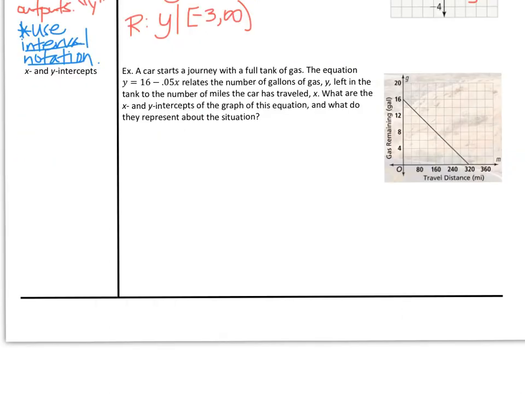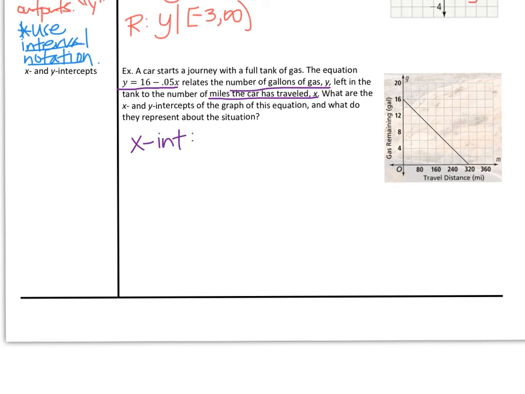Let's look at some application for x and y intercepts. A car starts a journey with a full tank of gas. The equation y equals 16 minus 0.05x relates the number of gallons of gas, y, left in the tank to the number of miles the car has traveled in terms of x. What are the x and y intercepts of the graph of this equation, and what do they represent about this situation? Well, x represents the number of miles driven.